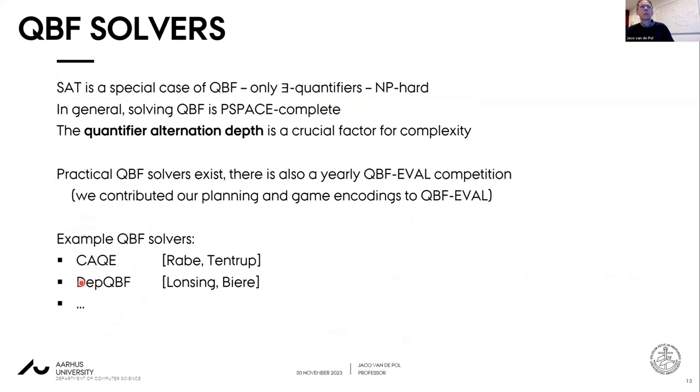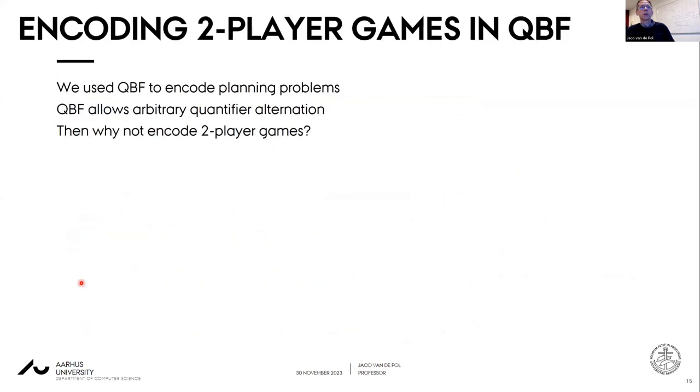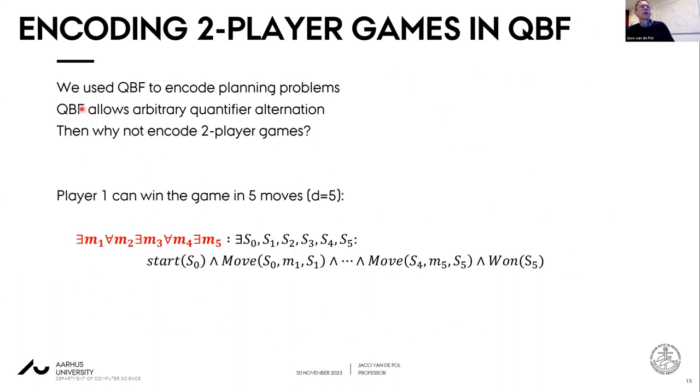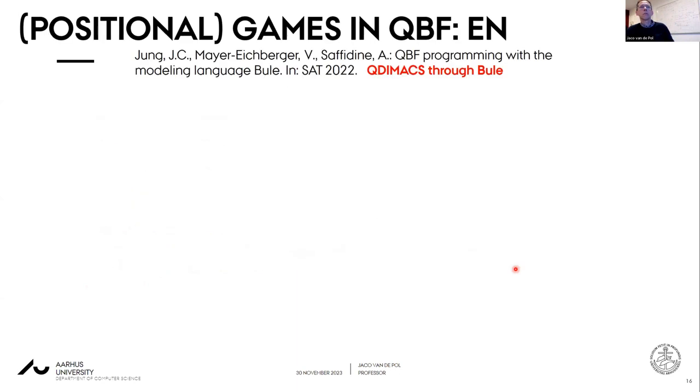Okay, I think I should skip a few of the steps here, back to Hex. So after doing this planning, we thought, okay, we are now in QBF, why not do 2 player games? Because now we just say, well, there exists a move by player 1, for all moves by player 2, there exists a move by player 1, etc. And then we have just a game player, right? And then here we say, well, there exist states, and now the states should be connected by moves. And the last state, S5, should be a win. And then we use the compression techniques on top of this. So that was our motivation to start this.